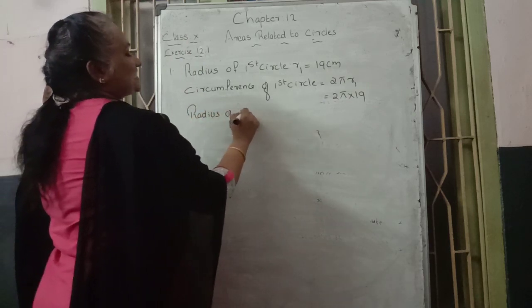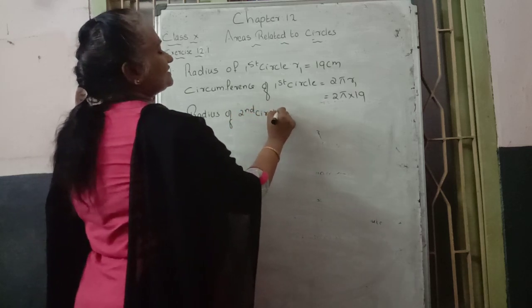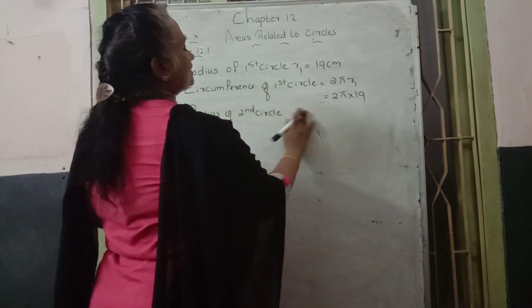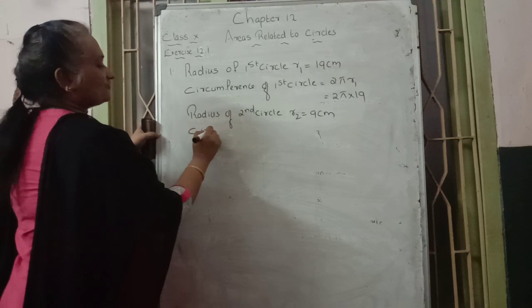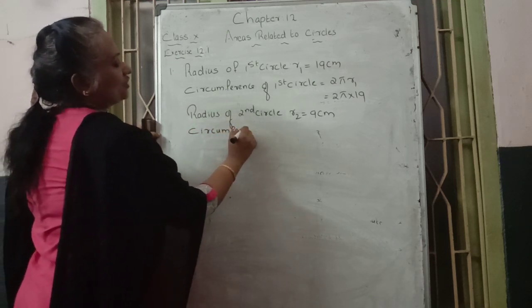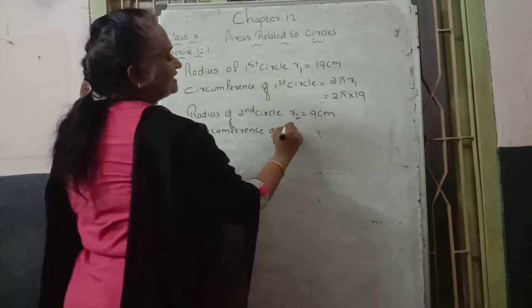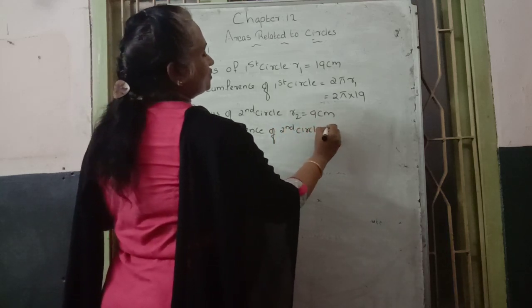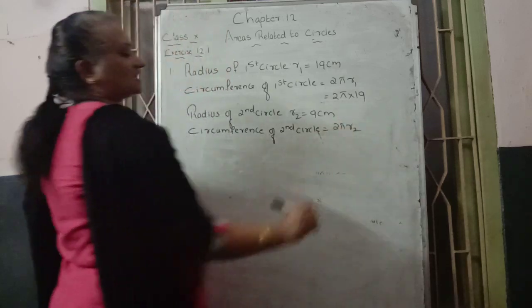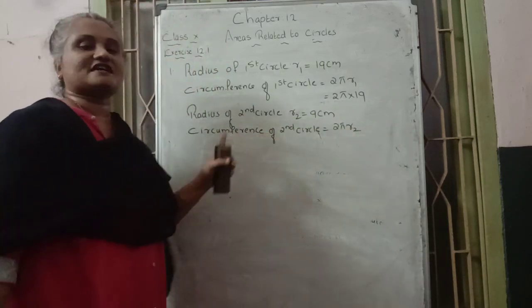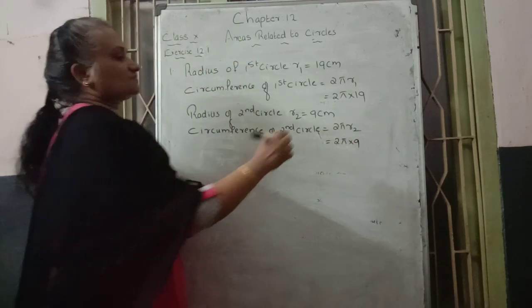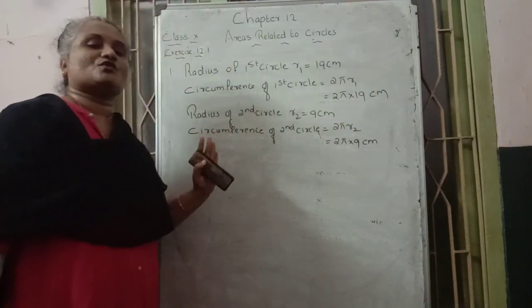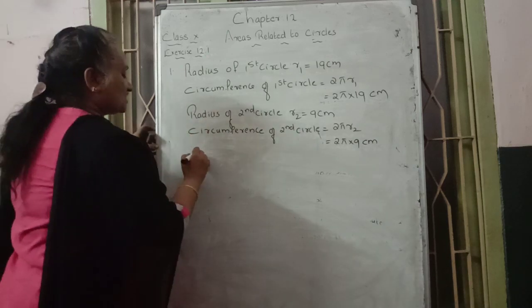Then the radius of the second circle, for identification we mark it as r2, is equal to 9 centimeter. Then find the circumference of the second circle: it is equal to 2 pi r2, and in place of r2 we substitute 9. Circumference is represented in centimeter units, the same unit we are marking. Then next, the third circle case.